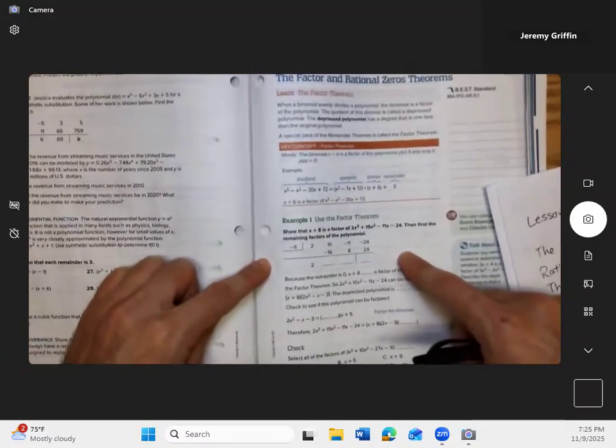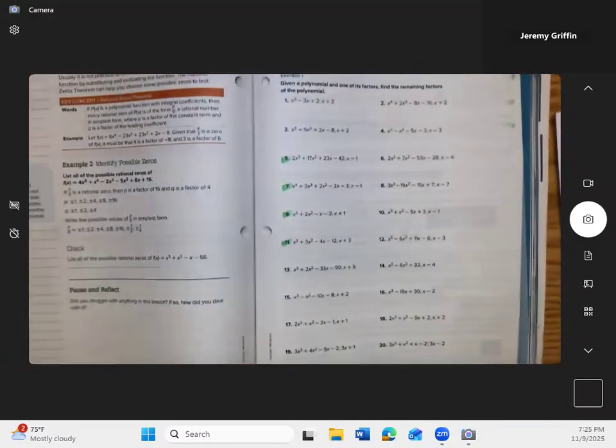All right, so I'll do this example with you guys. Now they're suggesting synthetic division. I'll also do long division to give you guys a different perspective there.